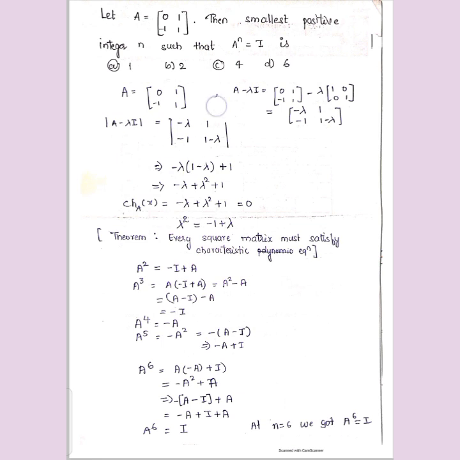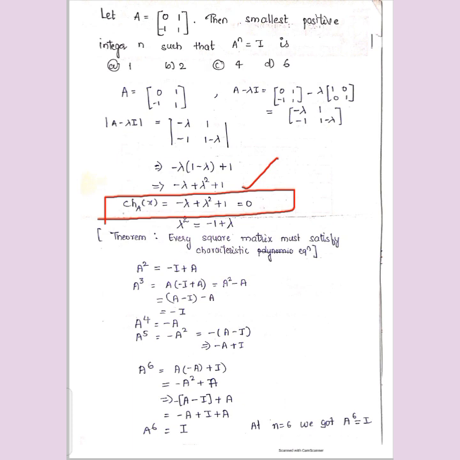To take the determinant of A minus lambda I, first we have to find A minus lambda I. So what will A minus lambda I be? It will become minus lambda, 1, minus 1, and minus lambda. So just take the determinant. After taking the determinant, you get minus lambda plus lambda square plus 1. So this is your characteristic polynomial.